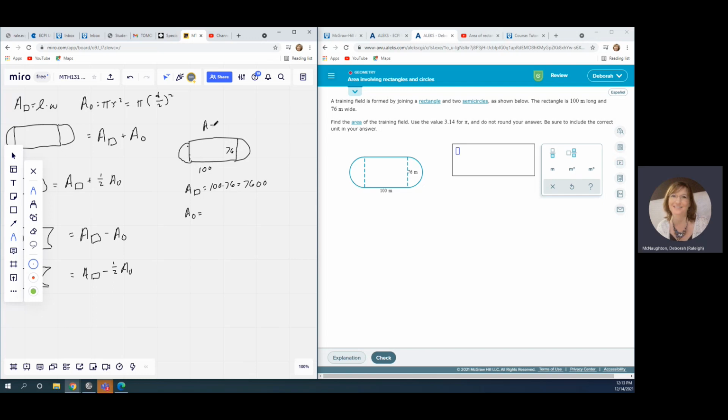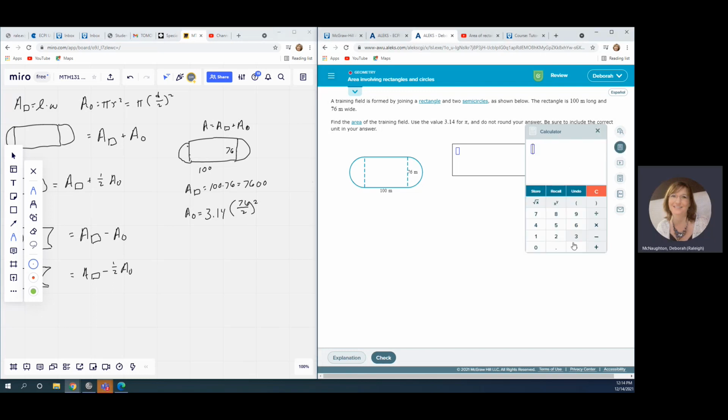And then my area of my circle, and here I have a whole circle. So my area here is the area of the rectangle plus the area of a circle. And my circle is, I'm going to use this formula, pi times the diameter over 2 squared. So they want us to use 3.14 times the diameter, which is 76, divided by 2 squared. And they give us a calculator. So what's really cool here, since they gave us a calculator, is you can actually put this whole thing in at once. It's this area plus this area.